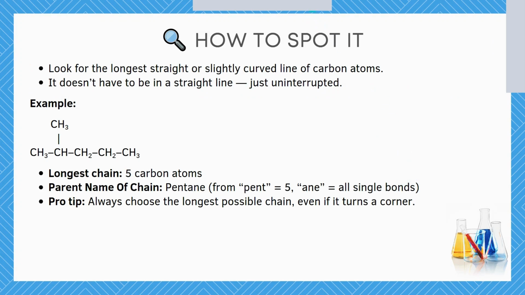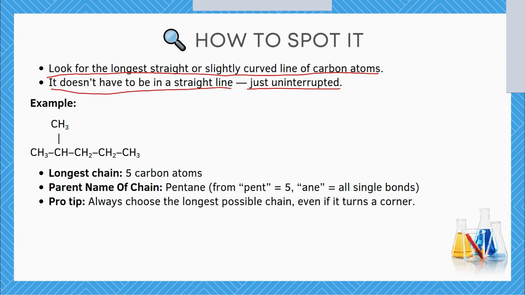Now that we have that out of the way, let's proceed into the next thing. If you know what a parent chain is, then you also need to know how to spot or identify it whenever you see it. There are a number of ways that come into play when you want to spot or identify the parent chain or the parent carbon chain. The first thing you need to do is to look out for the longest and straight or slightly curved line of carbon atoms. And then you also need to know that it doesn't have to be in a straight line. It just has to be uninterrupted.